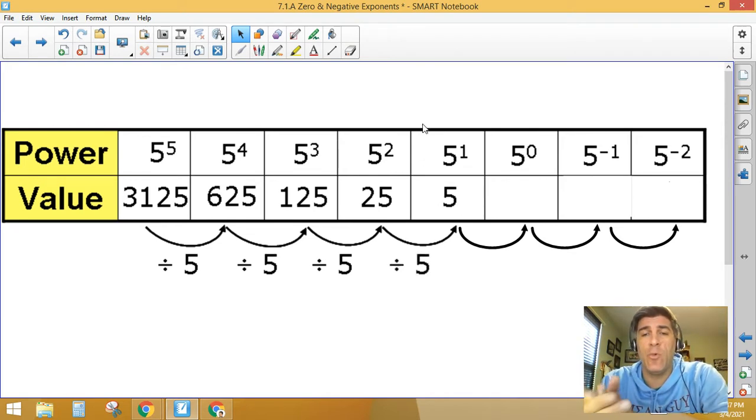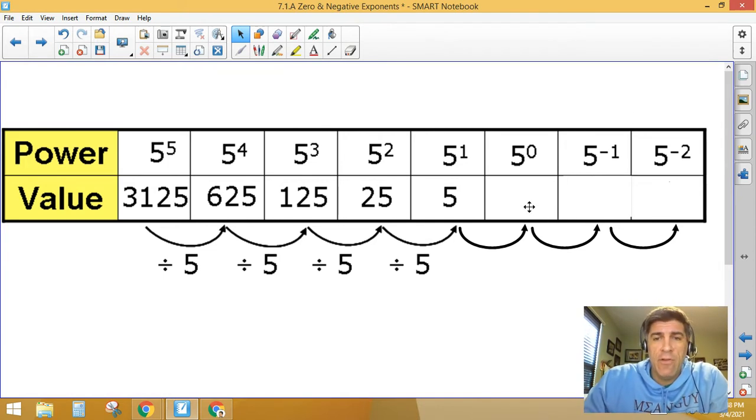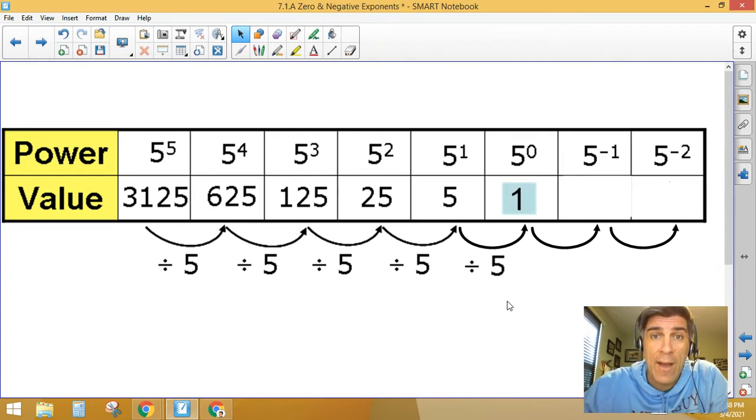But now it leads me to, what do you think 5 to the 0 is? We can't just ignore patterns here, right? So what do you think the answer is? Let's see. I'm going to continue dividing by 5. What is 5 divided by 5? It's 1. That's right. 5 to the 0 power is 1. I'm not making a mistake. I'm not misspeaking this one time. It's 1.